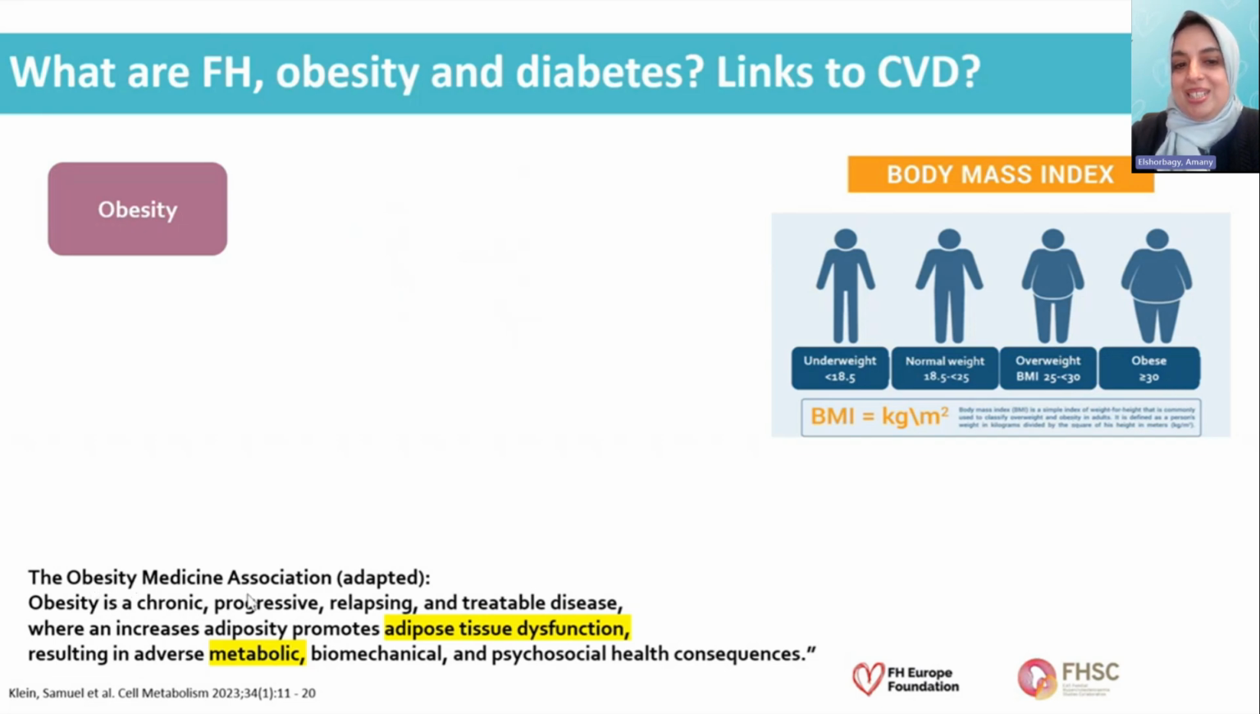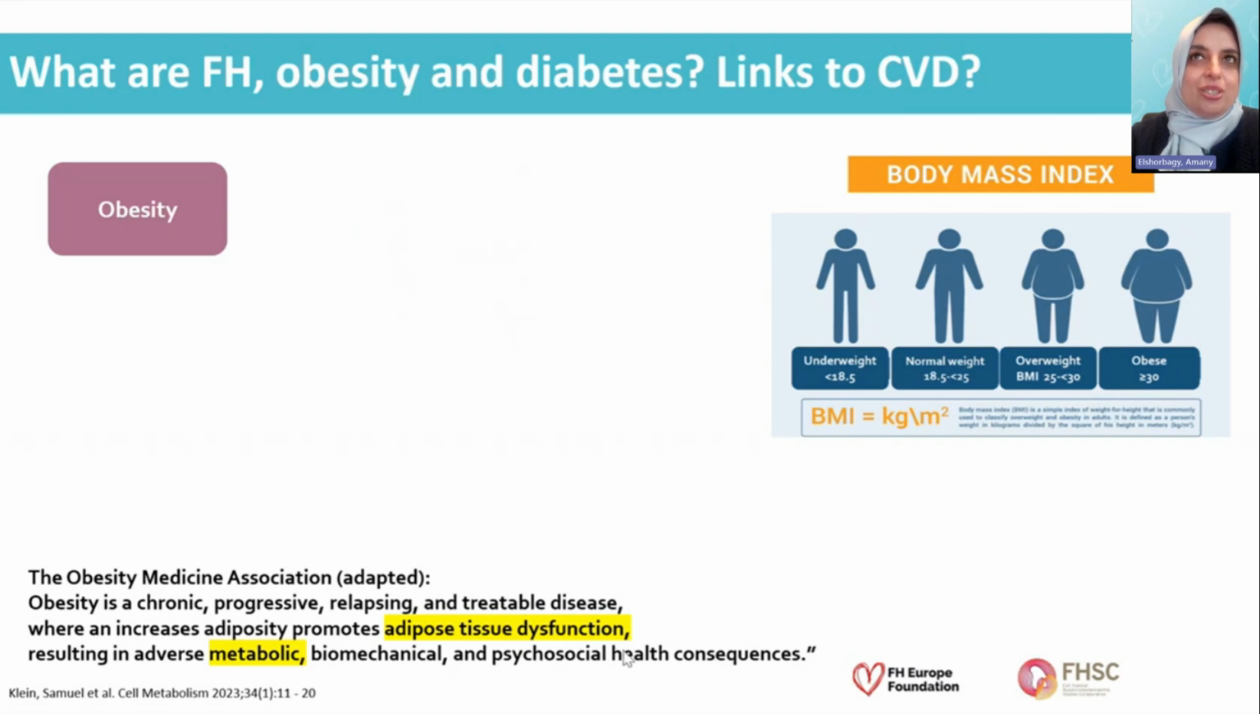But then the Obesity Medicine Association has a long technical definition, which helps us understand the links between obesity and diabetes, and also their links to cardiovascular disease. It's actually defined as a disease because there are now treatments for it. It's a chronic, progressive, relapsing and treatable disease, wherein an increase in adiposity will promote adipose tissue dysfunction, resulting in adverse metabolic, biomechanical, and psychosocial health consequences.